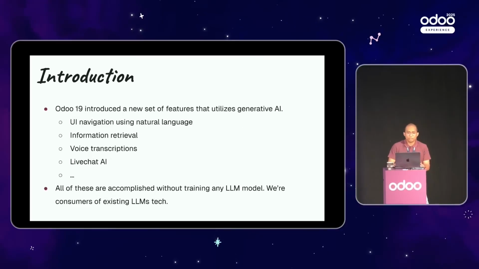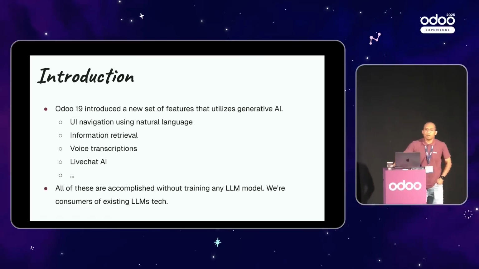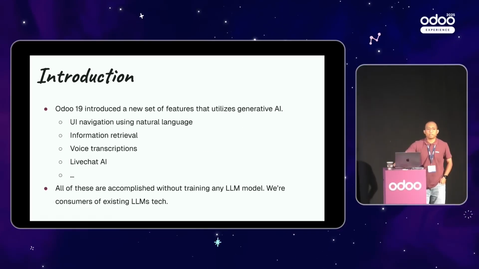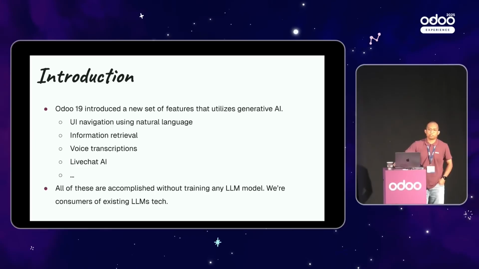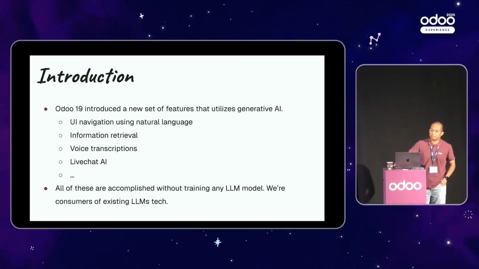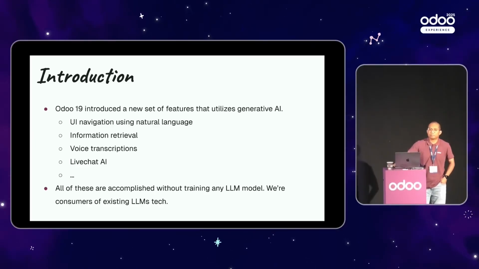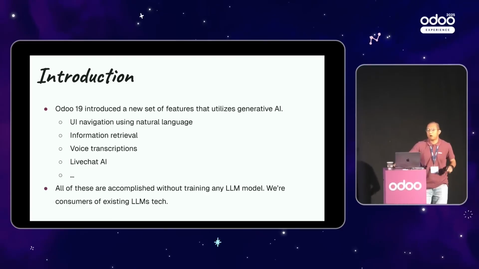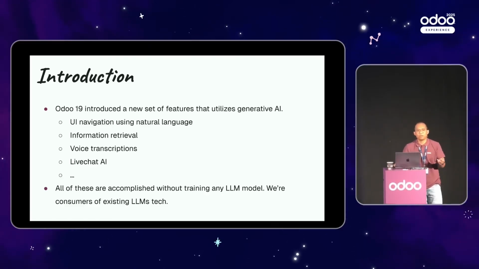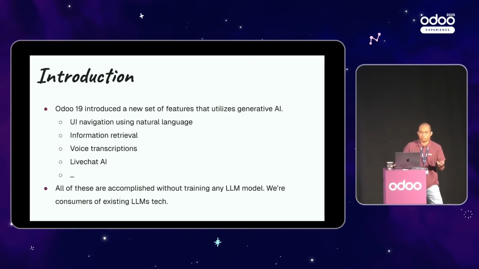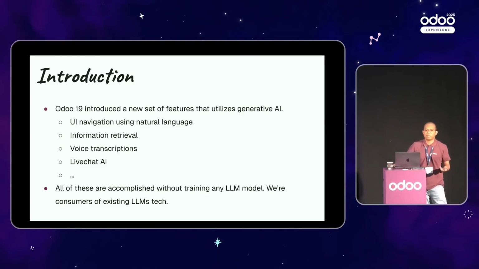So basically, Odoo 19 introduced a new set of features, as you know already from the keynote. So we have the UI navigation using natural language, information retrieval, voice transcription, live chat, etc. All of these are accomplished without training any models. So this is a disclaimer. Odoo isn't training models. We are just consumers, basically, at the moment.